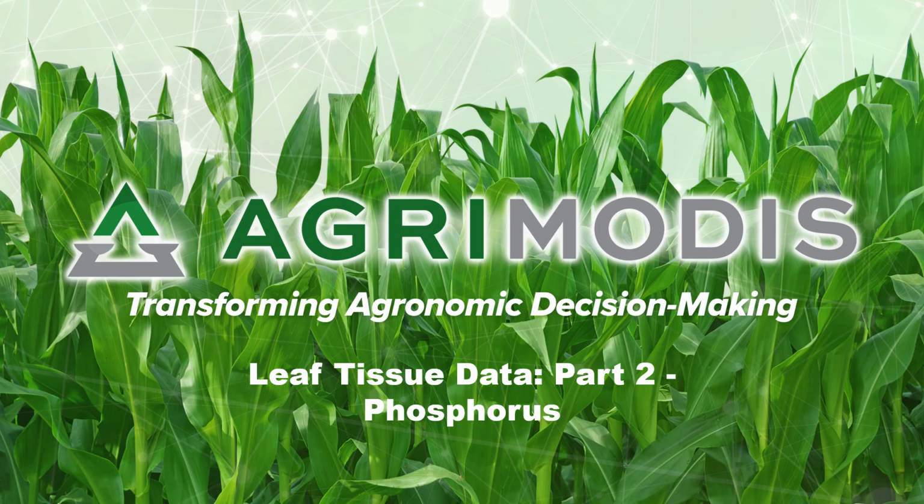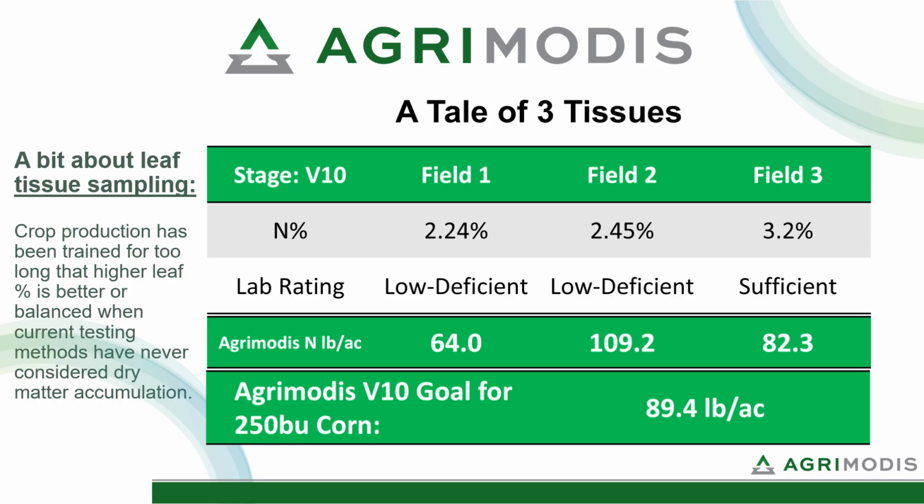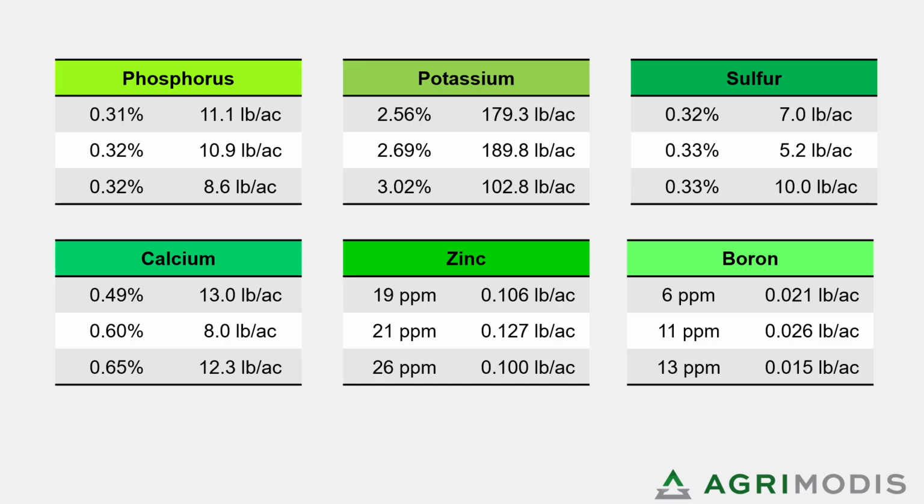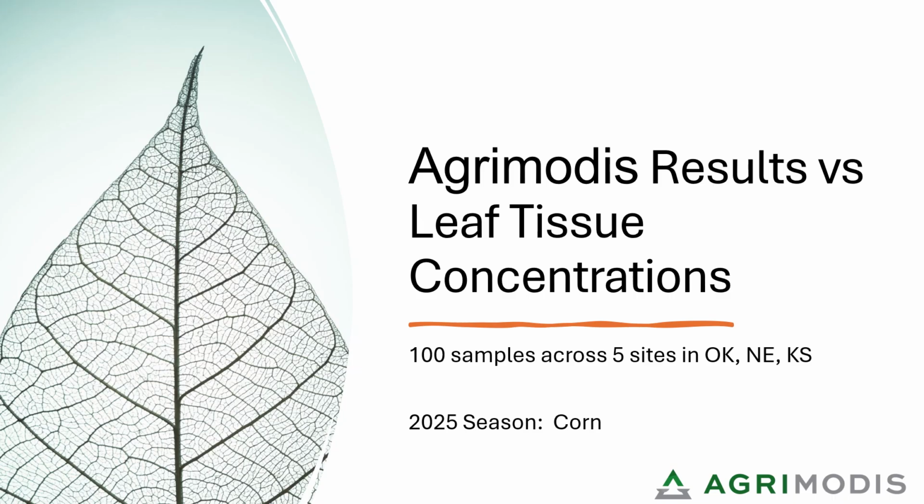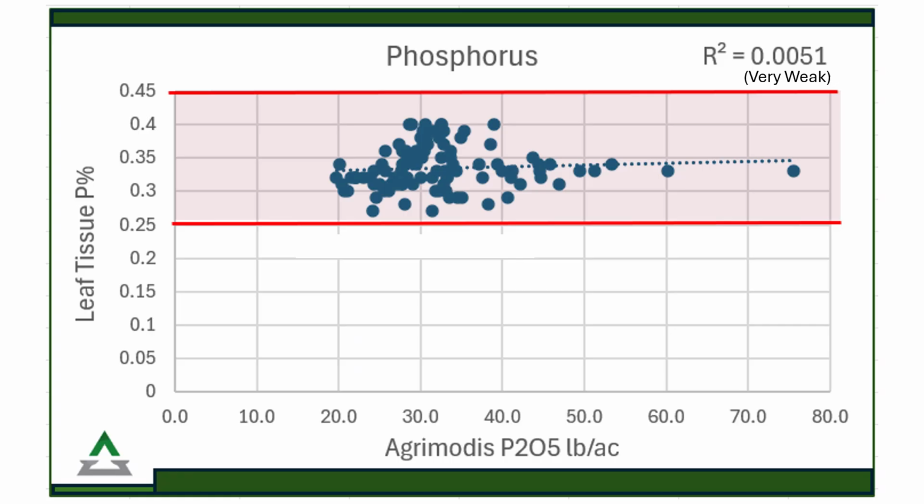Last time we talked about nitrogen. This time we're going to talk about phosphorus. We went through the tale of three tissues about how the leaf tissue nitrogen and the plant content of nitrogen did not correlate very well, and looked at some of the other nutrients at a snapshot. But we're going to dive a little deeper today into what we found on phosphorus.